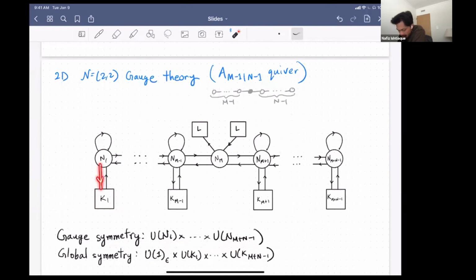And a directed edge between two nodes corresponds to a chiral multiplet, and the direction of the arrow determines the representation, whether it's fundamental or anti-fundamental, with respect to this group and this group. So two different arrows correspond to chiral multiplets that are in dual representations. And a loop is a chiral multiplet in the adjoint representation of this gauge group.